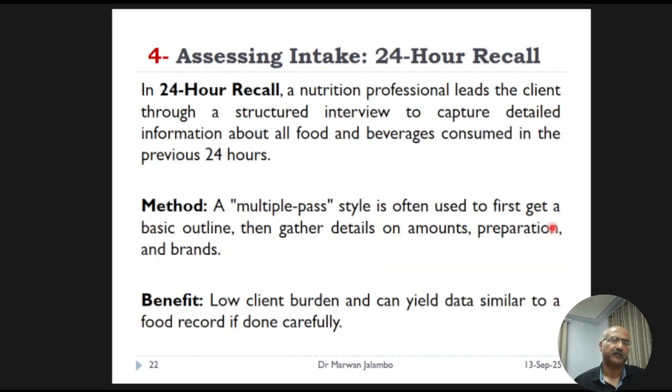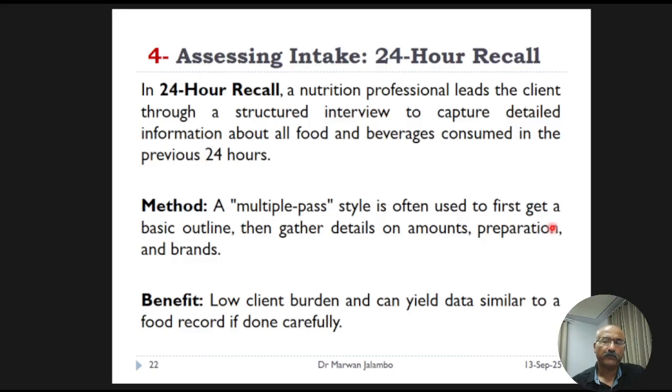So next, let's discuss a method that combines the details of a record with the retrospective nature of the questionnaire. So we will start with the 24-hour recall. A 24-hour recall is a structured interview conducted by nutrition professionals to capture all the food and beverages the client consumed in the previous 24 hours, in the last day. It is a very common method used in both clinical and research settings.